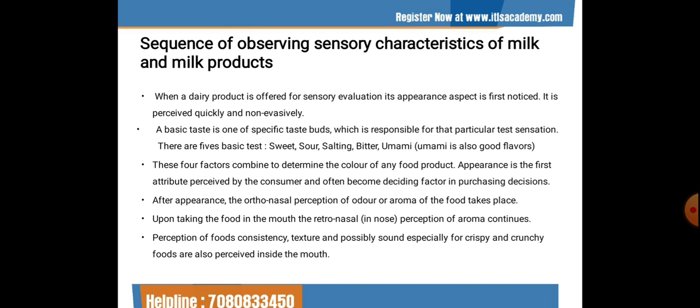These factors combine to determine the flavor and color of any food product. Appearance is the first attribute perceived by the consumer and often becomes the deciding factor in a purchasing decision. After appearance, the orthonasal perception of odor and aroma of the food takes place. Upon taking the food in the mouth, the retronasal perception of aroma continues. Perception of the food's consistency, texture, and possibly sound, especially for crispy and crunchy foods, also occurs inside the mouth.